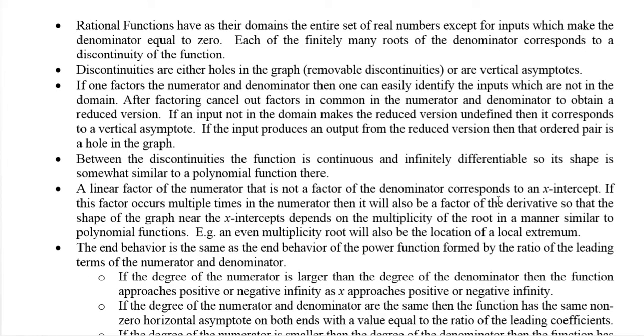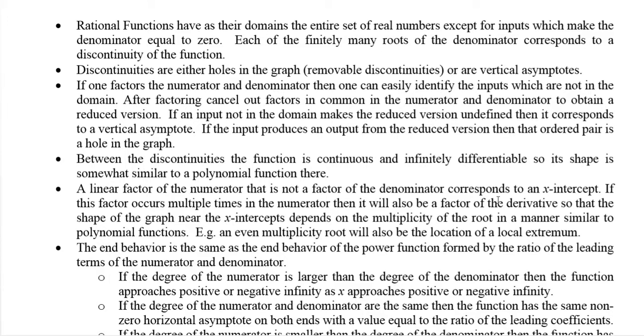So they have their domain, this entire set of real numbers except for input values which make the denominator equal to 0. And so, of course, there will be a finite number of those, and each of those roots of the denominator corresponds to a discontinuity in the function. There are two types of discontinuities that can happen. They're either a hole in the graph, a removable discontinuity, or a vertical asymptote. And we'll talk a little bit more about that as we go along here.